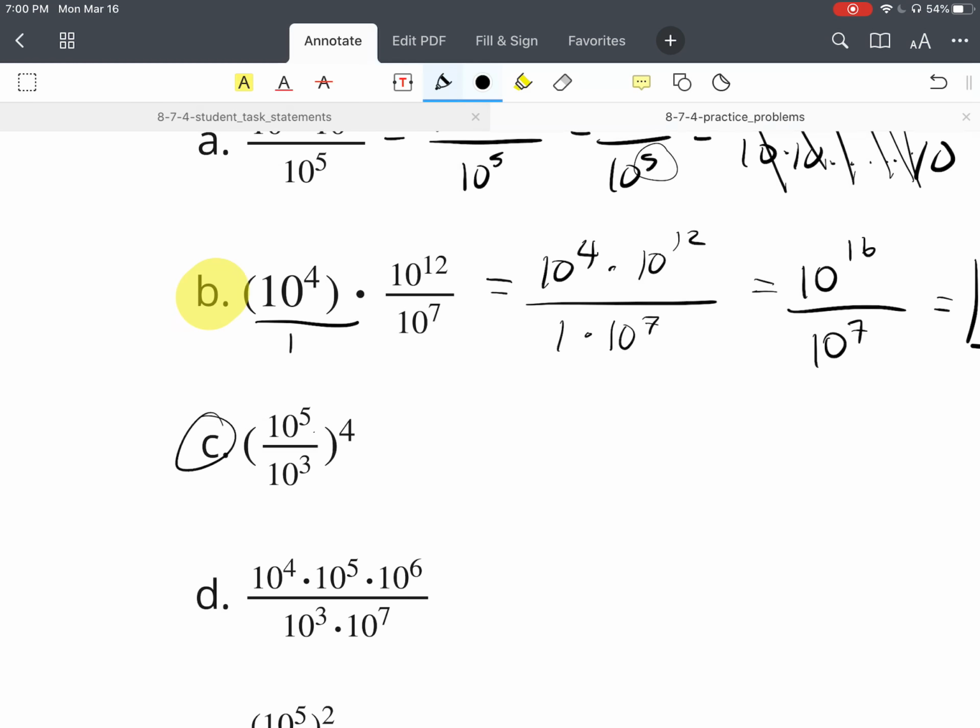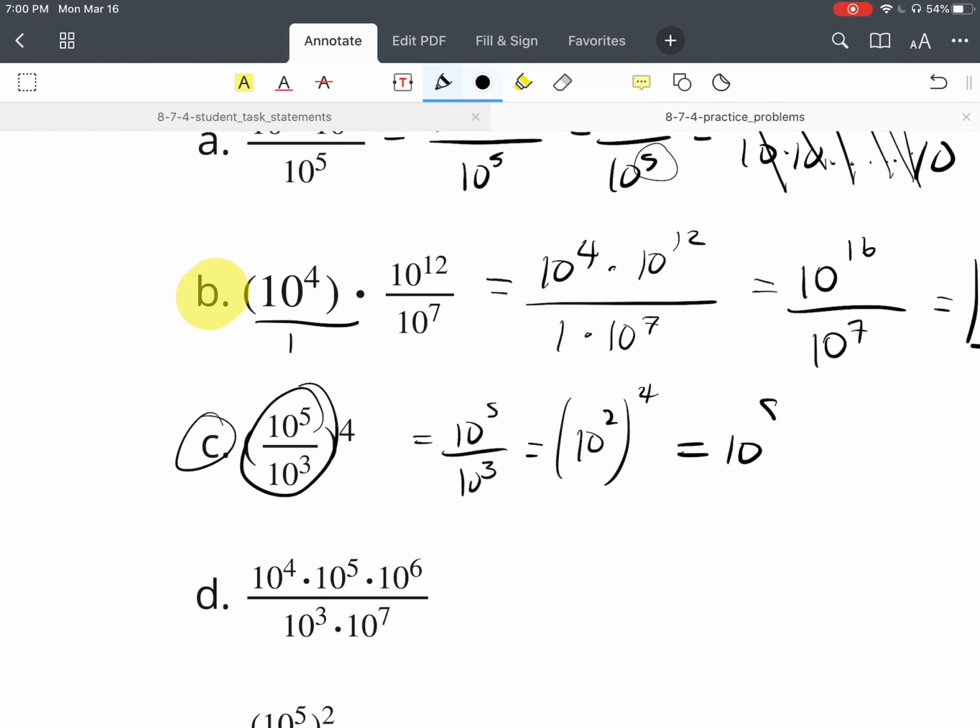Ooh, this one's really nice because you can do a lot of things here. I would recommend you figure out what this is. 10 to the 5th over 10 to the 3rd is going to be 5 minus 3 is 2, so that's 10 squared, all raised to the 4th power. Now this is from yesterday's lesson. When you take a power to a power, you multiply the exponents.